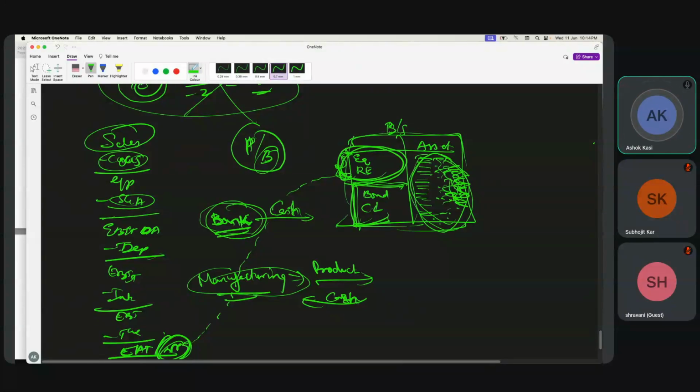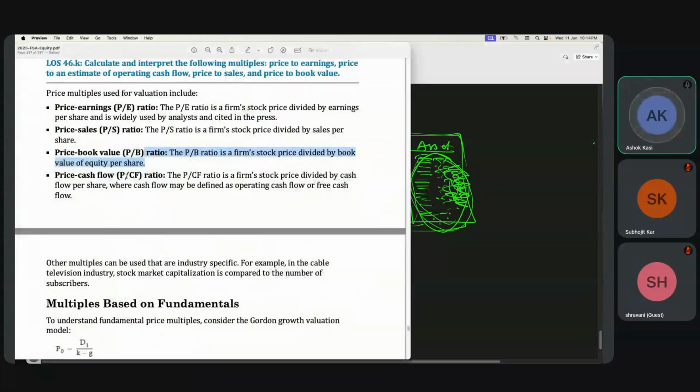Okay. So in short, we should use price to book value for banks. Typically lower than two is considered a good one.